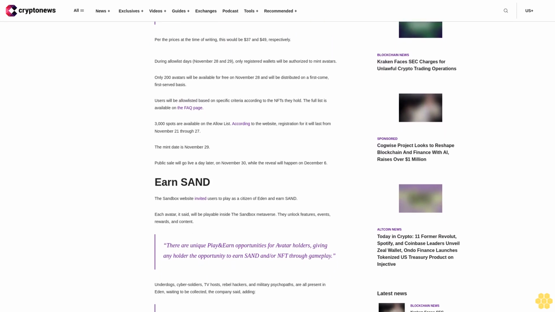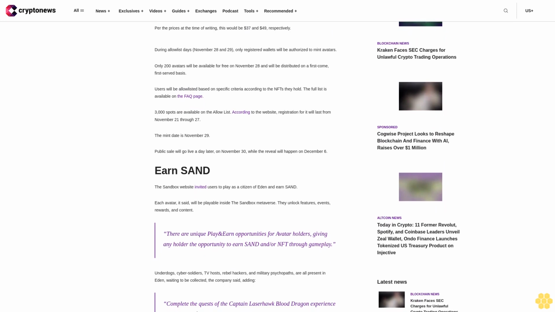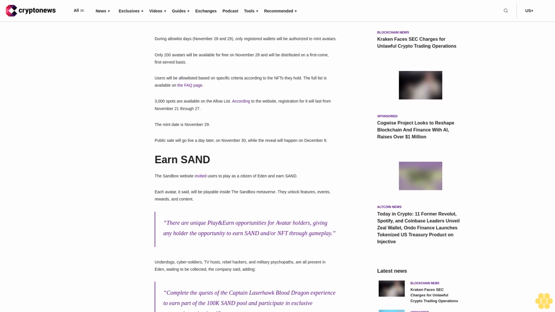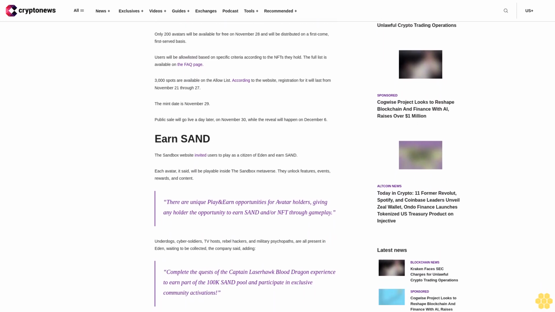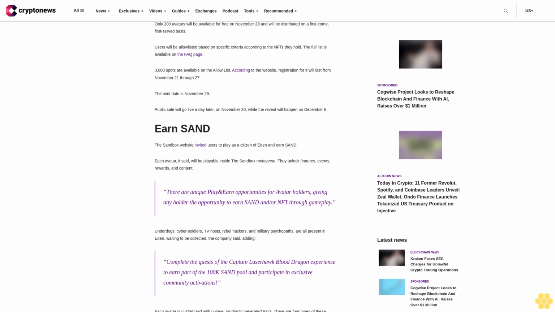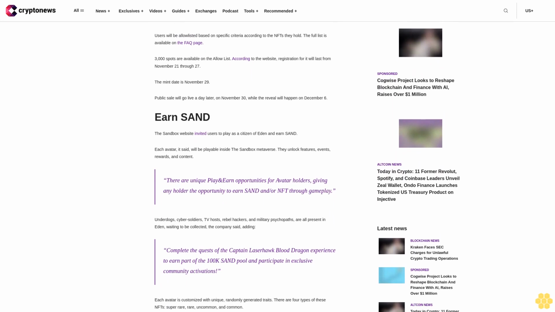3,000 spots are available on the allowlist. According to the website, registration for it will last from November 21 through 27. The mint date is November 29. Public sale will go live a day later, on November 30, while the reveal will happen on December 6.